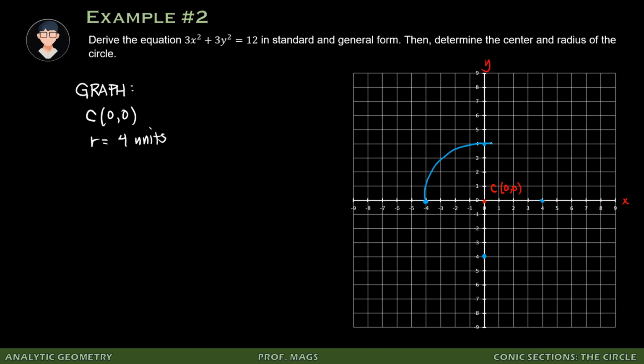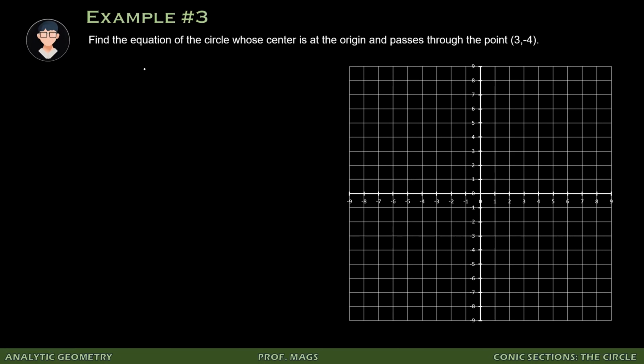So, you can sketch the circle. You can also name this circle in standard form or general form. But usually, standard form ang ginagamit. So, to name this circle, our standard equation of example number 2 is x squared plus y squared is equal to 4.